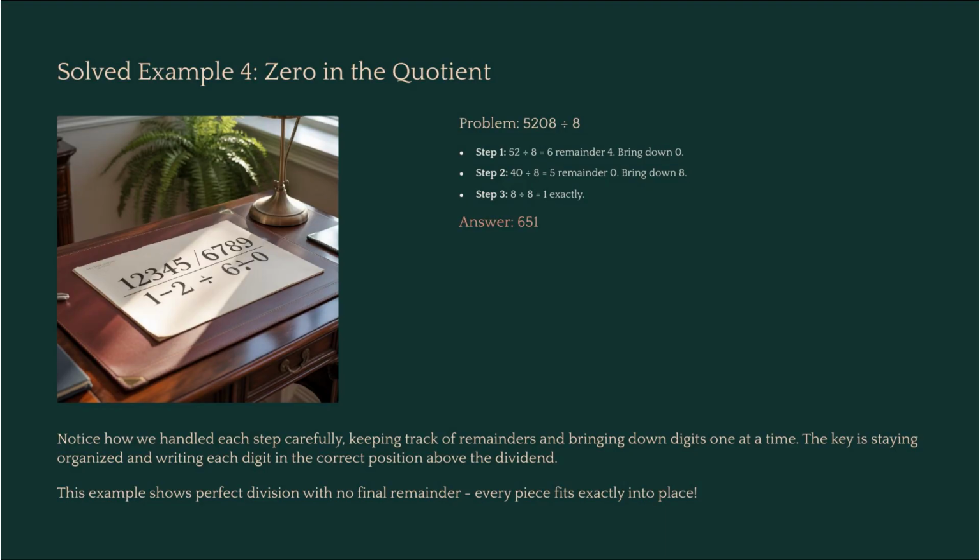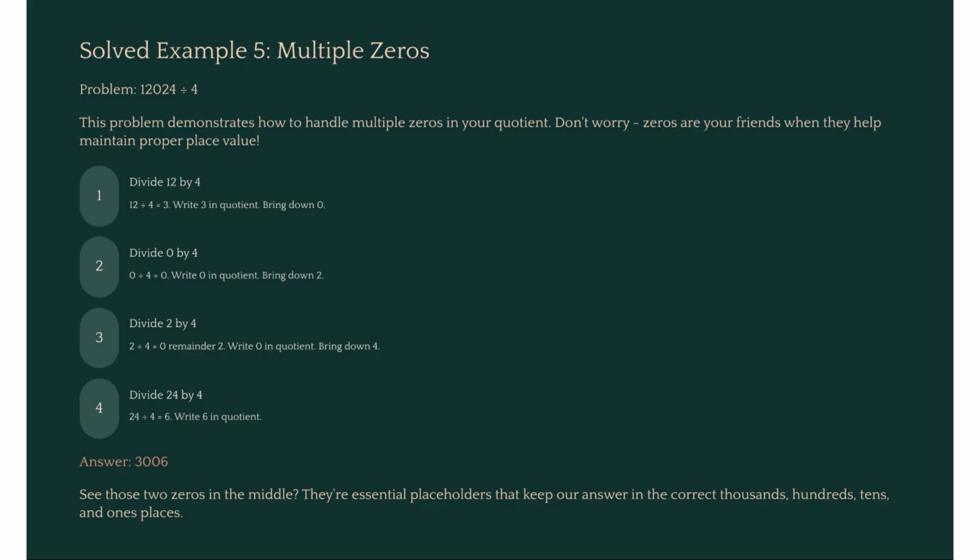We bring down the 8. 8 goes into 8 one time. We write 1. The final answer is 651. Notice there was no 0 in the middle here because the divisor went into all the numbers. Let's see the zeros appear in example 5.